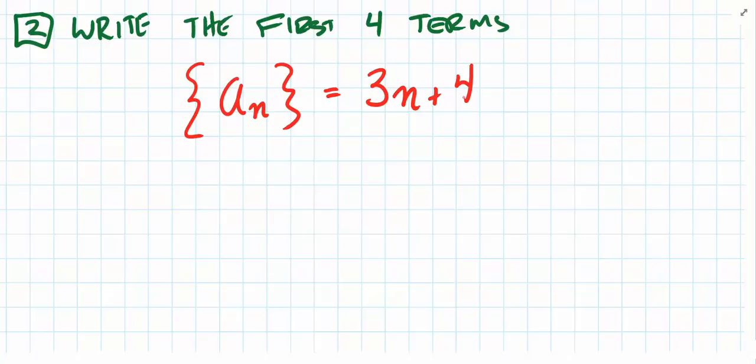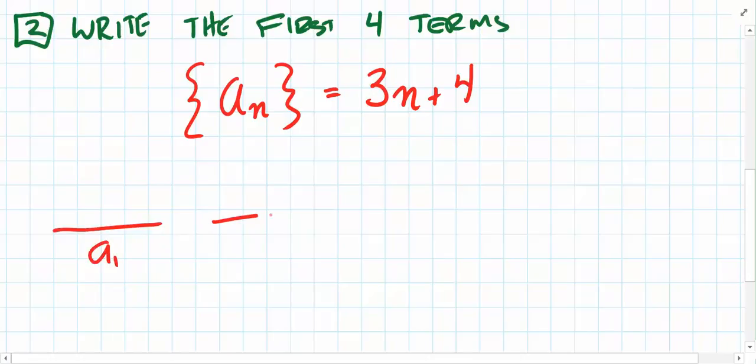Okay, so what do they want you to do? Set yourself up for success, right? They want the first term, the second term, the third term, and the fourth term. So they want you to write the first 4 terms of the sequence. Now remember I told you it was a function, right?